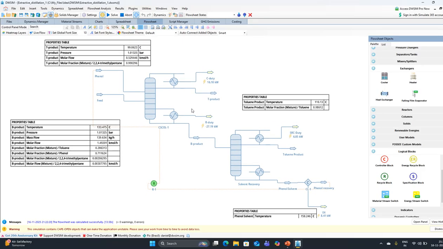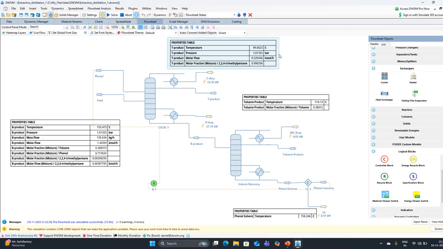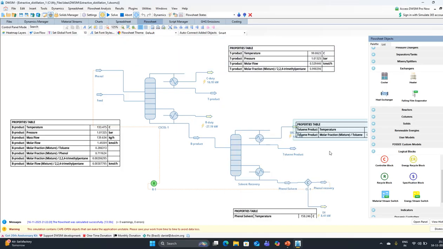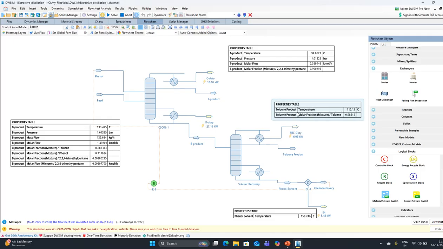Now this is the complete flow sheet we have simulated in DWSIM. This is how we make a complete flow sheet, using different unit operations like cooling, distillation, and heat exchangers. The key takeaways from this video are how to simulate an extractive distillation column and a solvent recovery column. In this video we have discussed using a recycle block to recycle back the recovered solvent, so that we only have feed coming in, phenol, toluene going out, and similarly the top product, that is isooctane, going out. This is the intended process that we want.